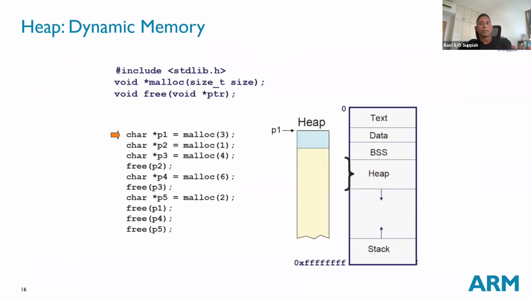So this is just giving you a simple example. Let's just assume that this is my heap, and P1 is initially allocated 3 blocks, based on this malloc function over here.